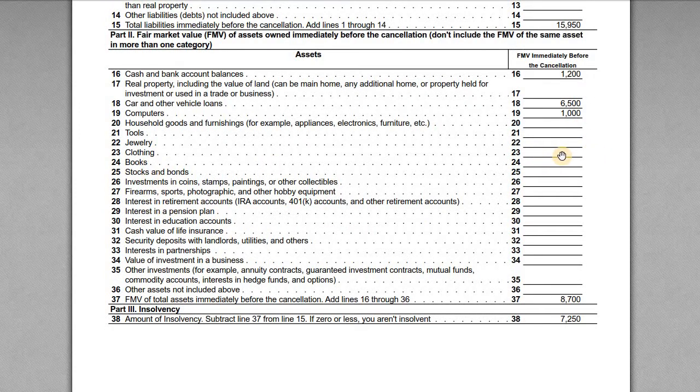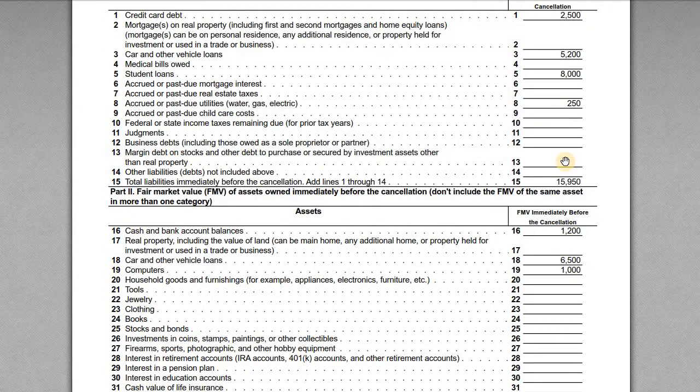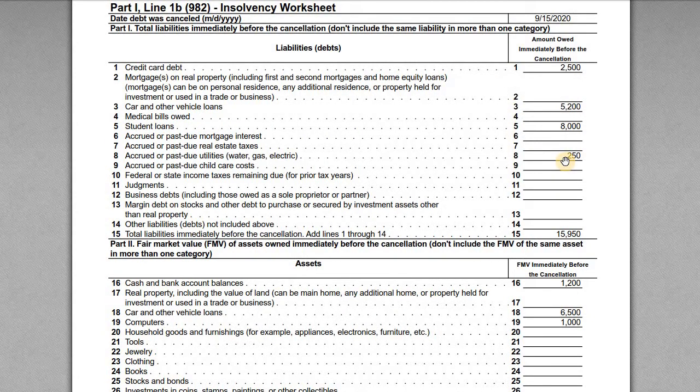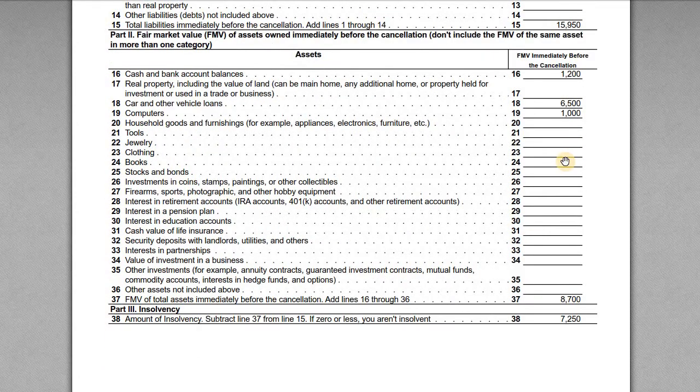Clothing, I mean, he could put something down there if it's nominal. I guess if you have a lot of really, really expensive clothing and some full closets, then you should put down those amounts. But when you do this worksheet, try to be as thorough as possible. Really try to capture all your assets and liabilities to really support the position that you're insolvent.